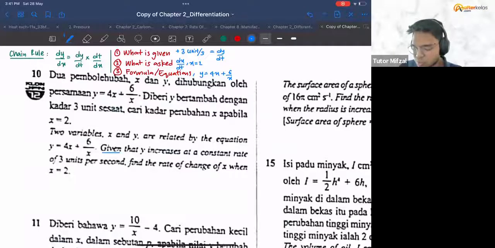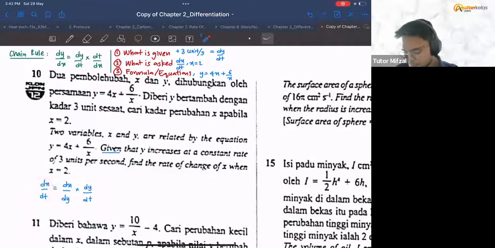Now, in order for us to do this, we have to take what is asked, which is dx over dt, and we try to obtain dx over dt from dy over dt and dy over dx. Okay, so dx over dt we can get by taking dx over dy multiplied with dy over dt. So as you can see, if I cancel these two together, we will get dx over dt, which is the same as this. Now we have to find dx over dy.